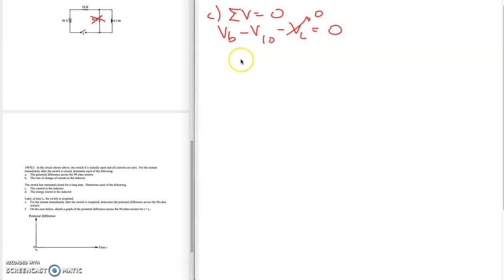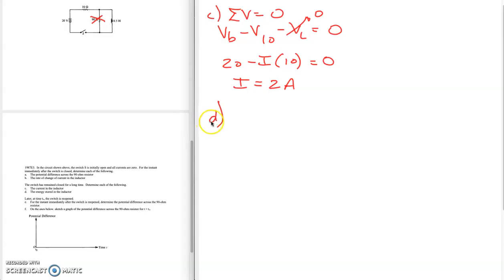So the current in the inductor is going to be whatever the current is in this 10 ohm resistor. So we're going to have 20 volts minus the current times 10 ohms is 0. So the current is going to be 2 amps. Whatever the current is in the 10 ohm resistor is going to be the current in the inductor because they are now perfectly in series.